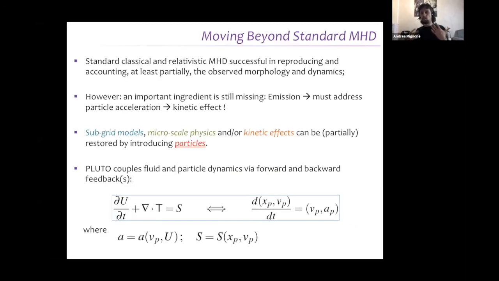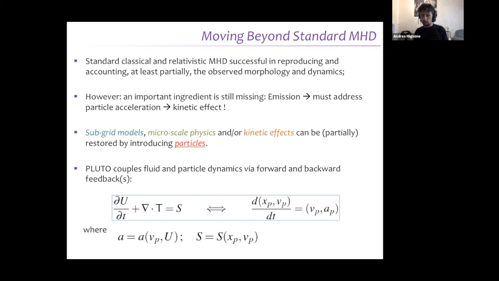Now, in order to move beyond standard MHD, we need more physics, okay? Because MHD is not sufficient to model a number of issues. Emission cannot be addressed, for example, because we are completely neglecting kinetic effects. So we need to restore somehow, in some way, this kinetic effect into the code. There are different ways of doing this.